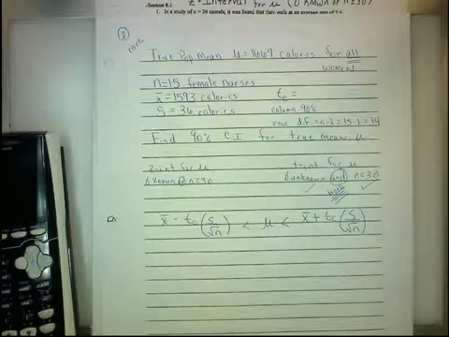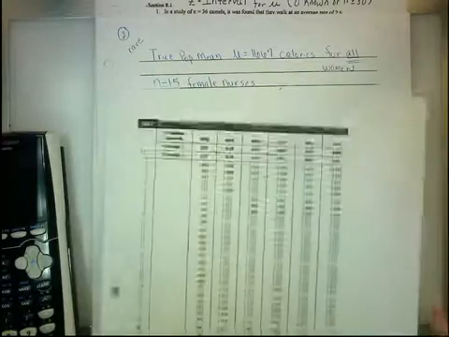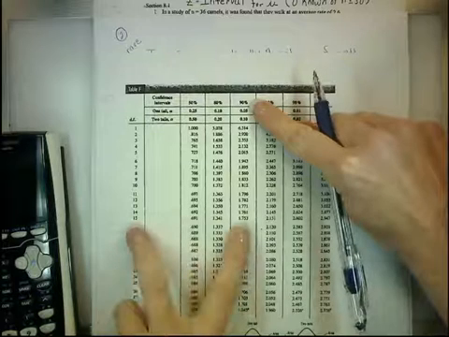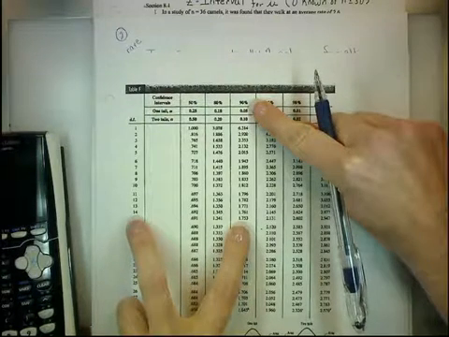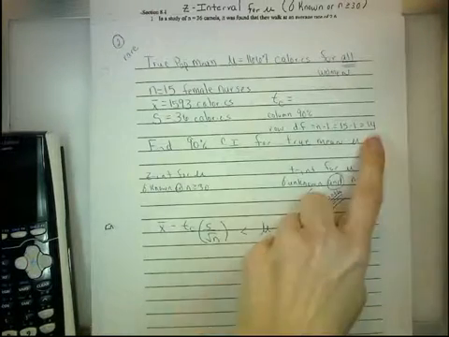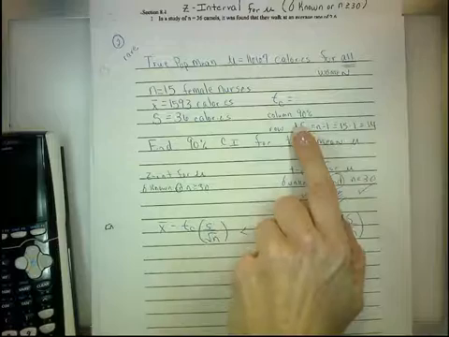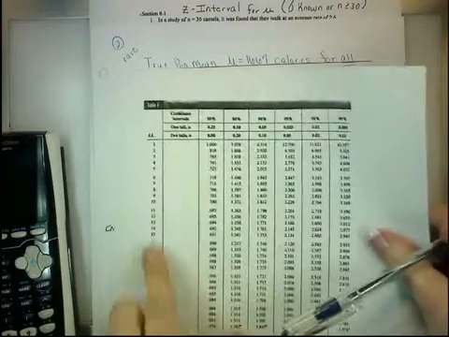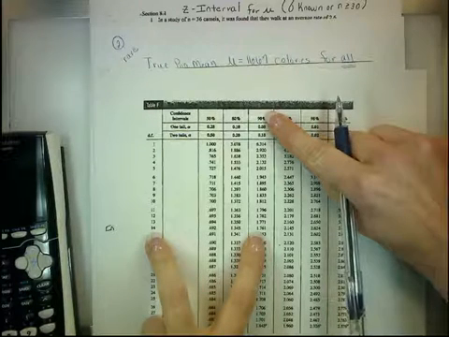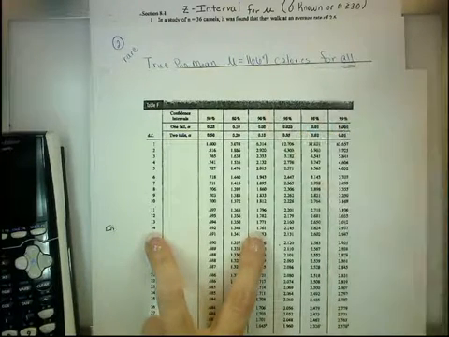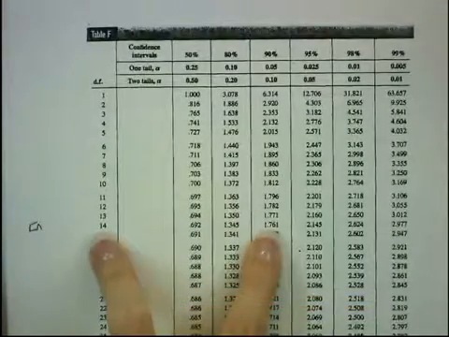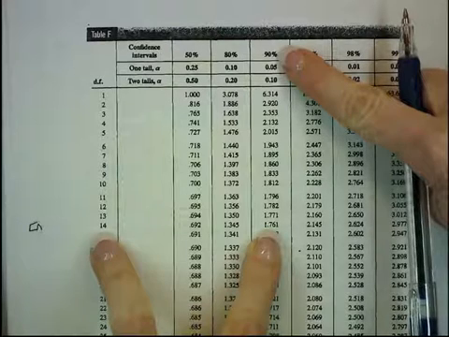Where your two fingers meet, that will be your critical value. Row 15, column 90, your two fingers meet, and I believe I said row 15, row 14. The sample size was 15, so go to row 14, and then column 90%. 1.761. 1.761 T sub C.